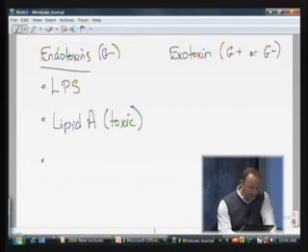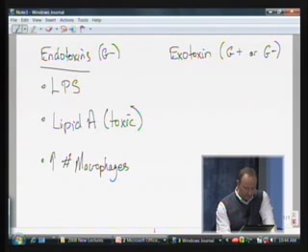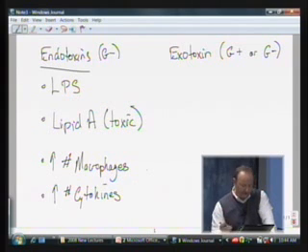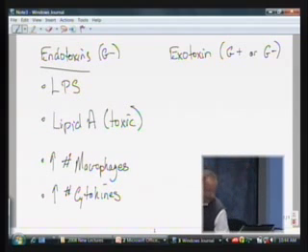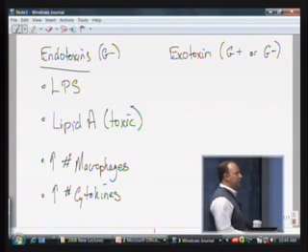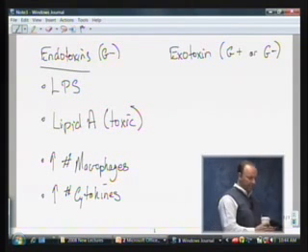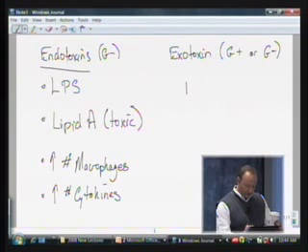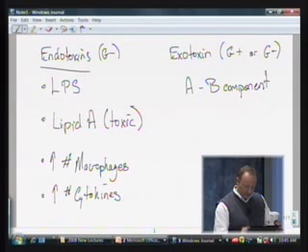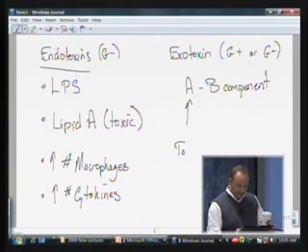Endotoxins also increase the number of macrophages. So therefore, you would increase the number of cytokines. And if I increase the number of cytokines, ultimately it leads to all kinds of problems. So again, endotoxin, gram-negative, lipopolysaccharide, toxic portion is lipid A, increases the number of macrophages and therefore also increases the number of cytokines. For exotoxin, it has what we call an A-B component. A is the active toxin, and B is for binding.